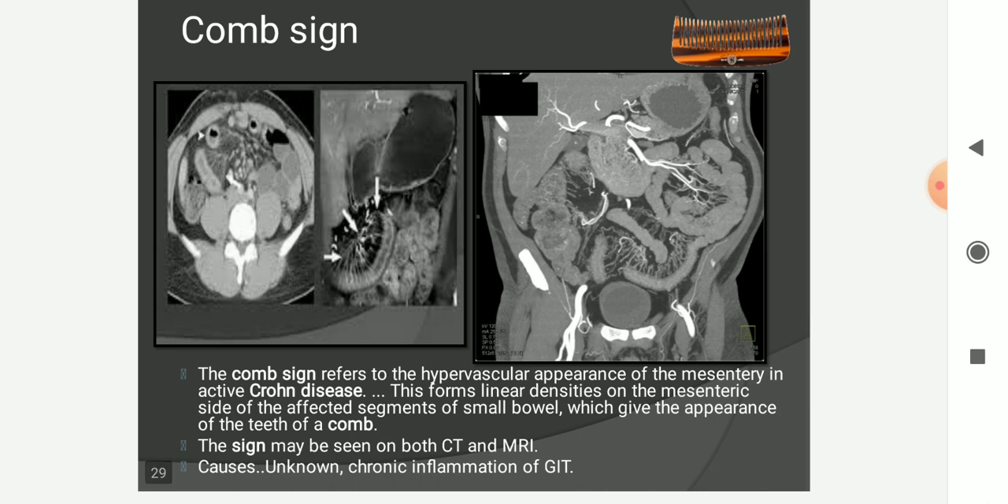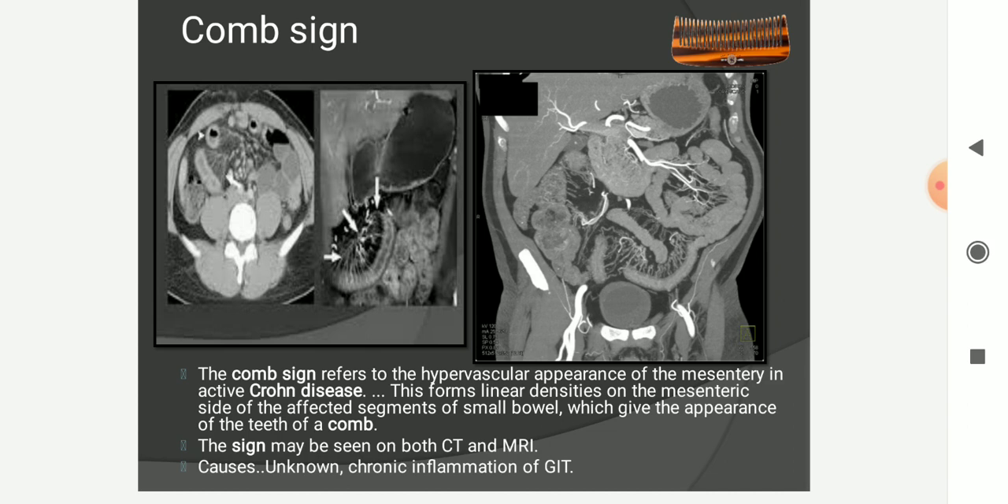Comb sign, it looks like a comb. Here the arrows point toward the vessels, which become dilated and very prominent. So the comb sign refers to the hypervascular appearance of the mesentery in case of Crohn's disease. These form linear densities on the mesenteric side of the affected segments of the small bowel, which gives the appearance of teeth of a comb.